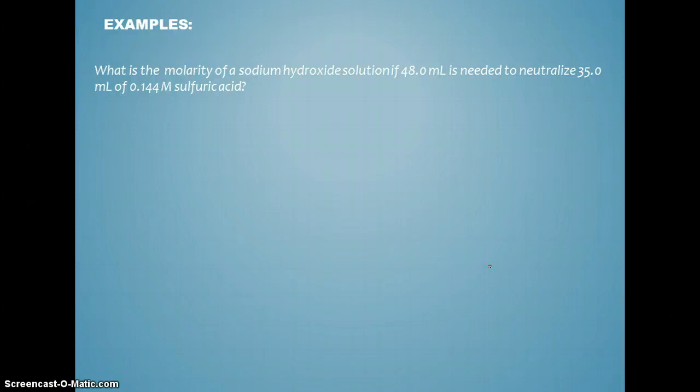Okay, let's do another one. What is the molarity of NaOH, a sodium hydroxide solution, if 48.0 milliliters are needed to neutralize 35 milliliters of 0.144 molar sulfuric acid? So, balanced equation, sodium hydroxide plus sulfuric acid.